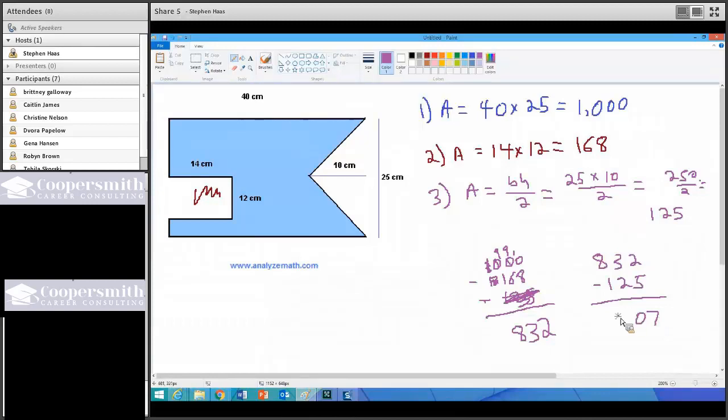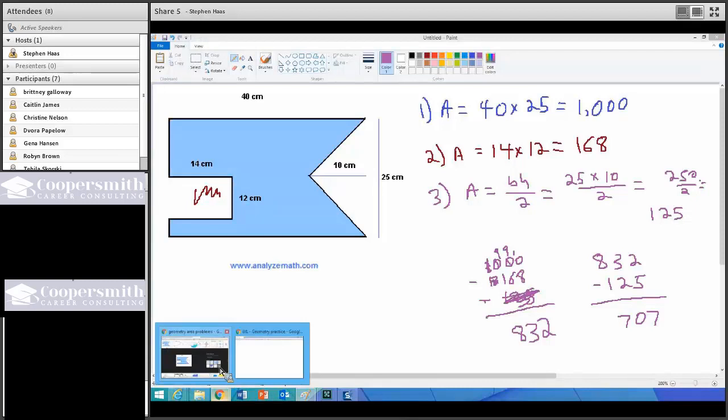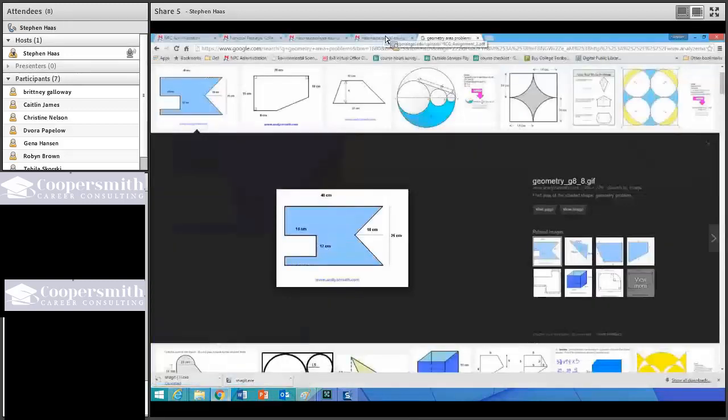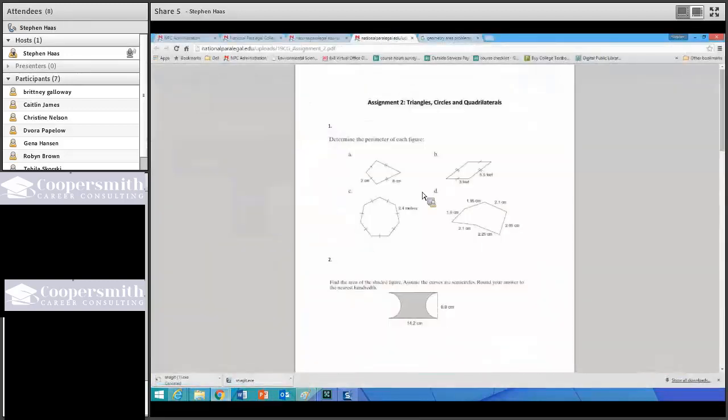We have 707 altogether. So our area of the entire blue region is 707. We just took the whole area and subtracted smaller ones. All right, let's go back. I've got some more that we can look at a little bit later on, but let's look at the homework and see if we can.